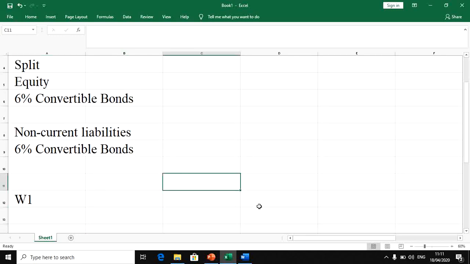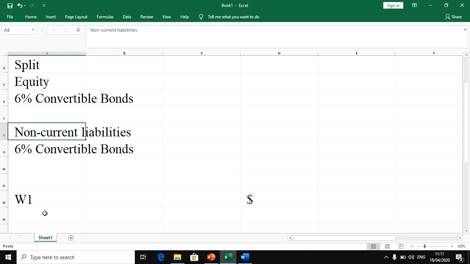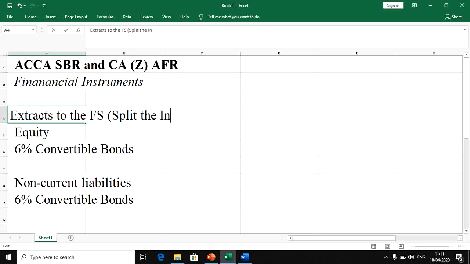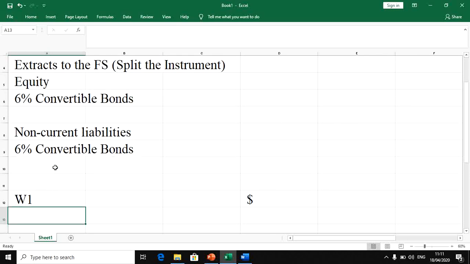Let us do the separation and then we shall show the working there. Remember that we need to, so we have what we call extracts, of course, to the FS. Split the instruments, please. All right, into two components, just what I've showed you there. Let us now progress to the working.